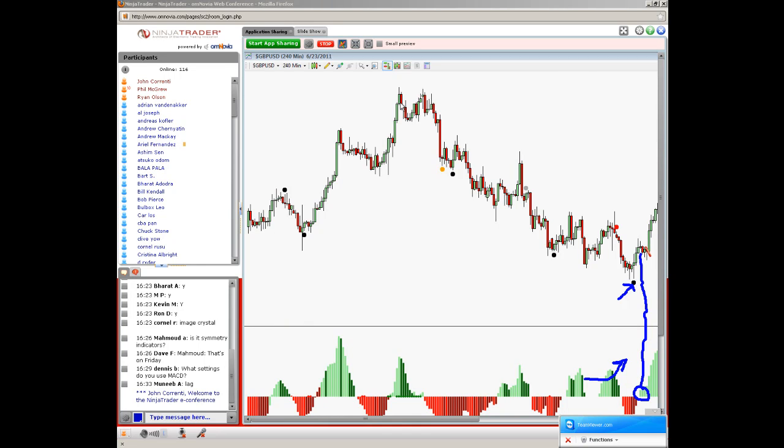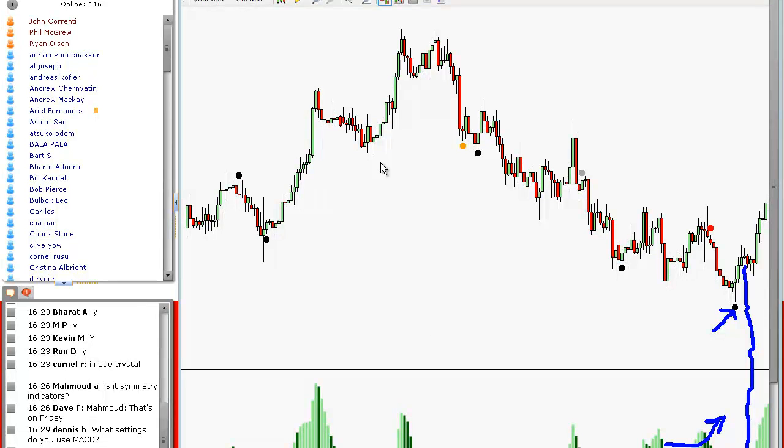That's very important to us. So that's basically how the MACD works. So I'm just going to kind of jump into this chart. This is a 4-hour pound-dollar chart.